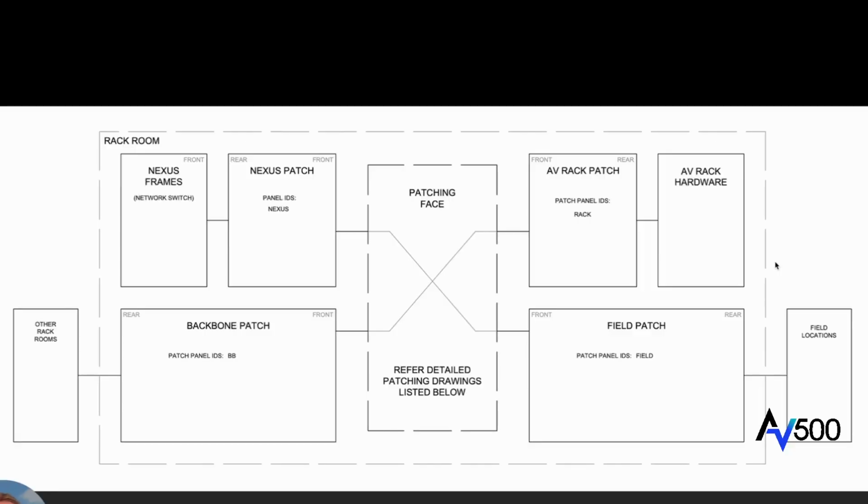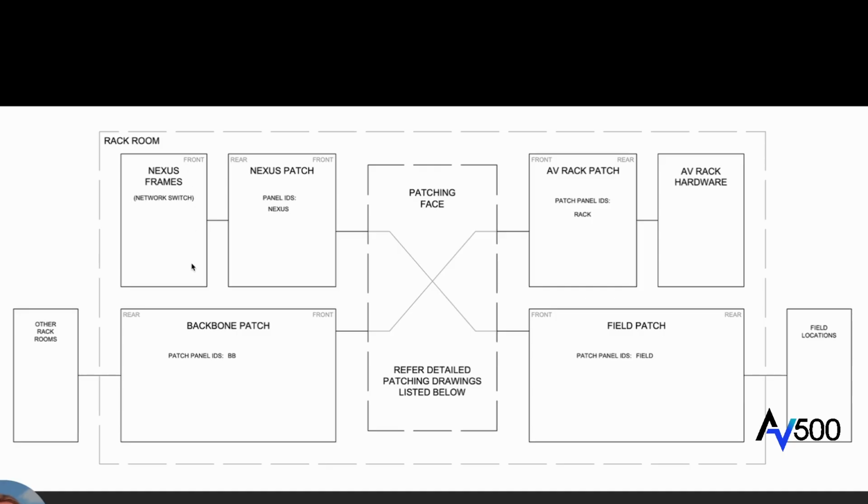Okay, so I want to start off by explaining the infrastructure of how the building's laid out, and then it's going to make a bit more sense when we look at the actual spreadsheet itself. So starting in the rack room, there's multiple rack rooms inside of this project. So we have connections from the other rack rooms coming into the rack room, and so they're connected to what we call the backbone patch panels. Then we have the Nexus frame, so this is essentially the main network switch, which is networking all of the equipment inside of the building.